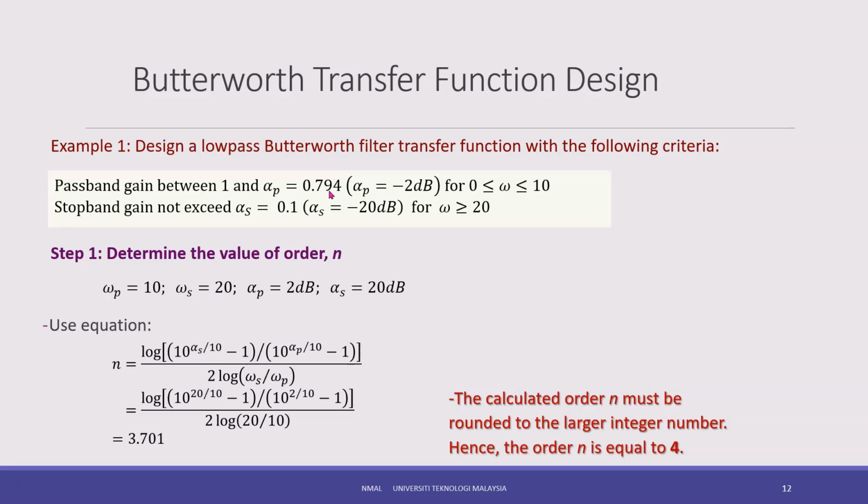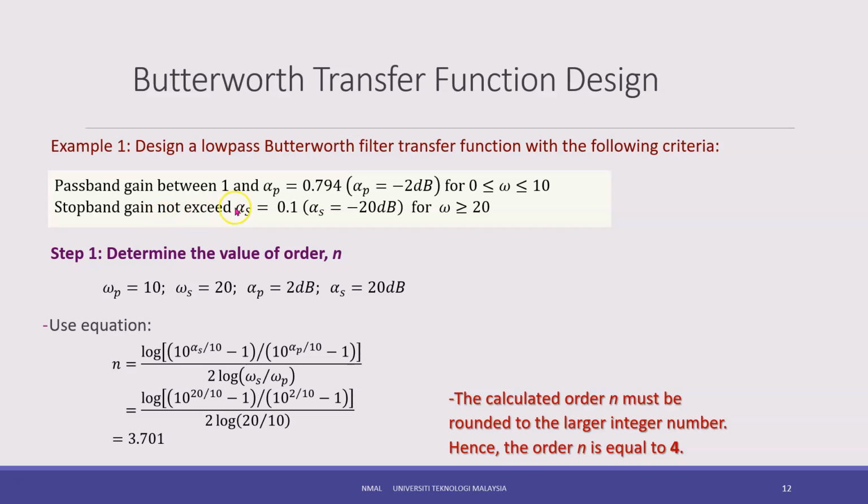If you punch in the calculator log 10 of 0.794, and then you multiply by 20, you will get negative 2 dB. So this is given straight to you, so you can use this 2 dB. You need to use it in dB, and this is given from omega 0 to 10. So it means here omega P is equal to 10.